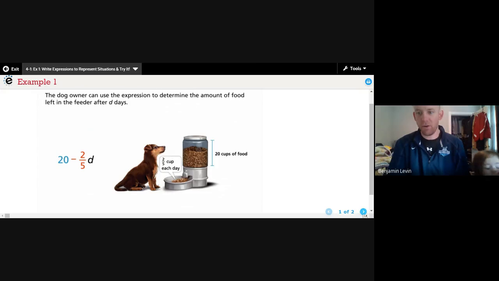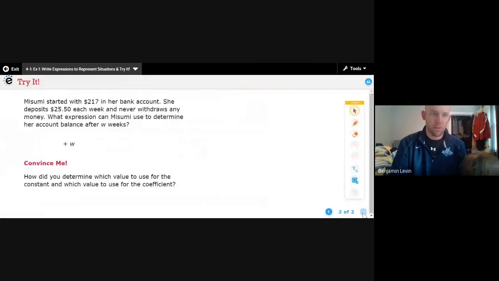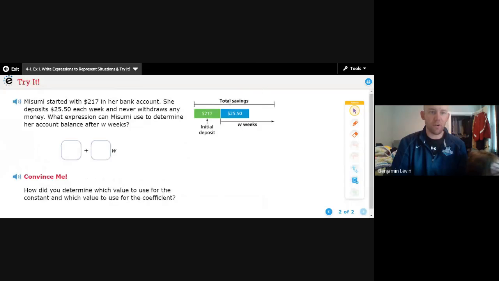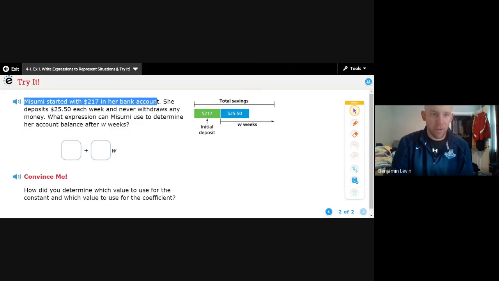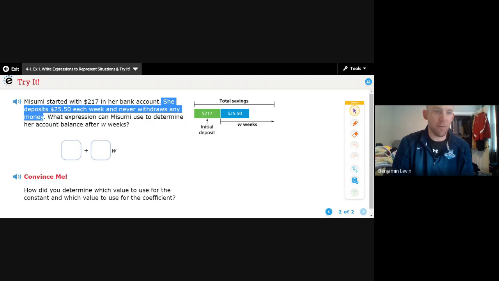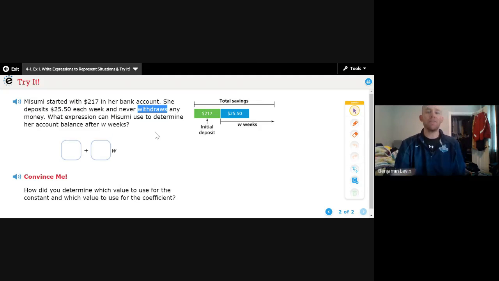All right, let's try one of our own here. Misumi started with $217 in her bank account. She deposits $25.50 each week and never withdraws any money. So it's important to know what these words mean: deposit and withdraw. What is deposit? If I'm depositing money, am I putting it in or taking it out? What do you know about deposits? If I'm depositing something, am I putting money in the bank or am I taking money out?